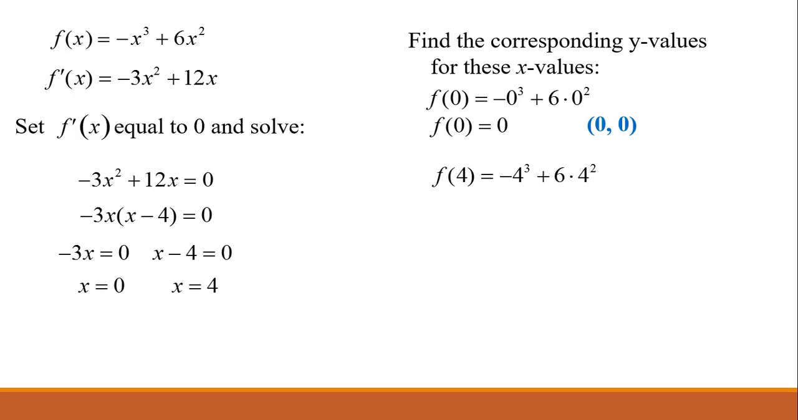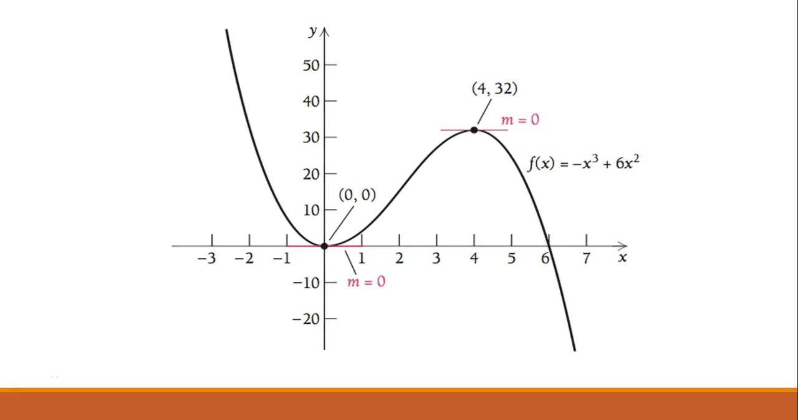And when x is 4, we know that our slope of the tangent line is 0. The y-coordinate that goes along with that x-coordinate is 32. So (4, 32) is the other point where we'll have a horizontal tangent line. This is what the graph of the function looks like. Remember, we got two x values where the derivative was equal to 0, which means we had two places on our graph where the tangent line to the graph was horizontal.